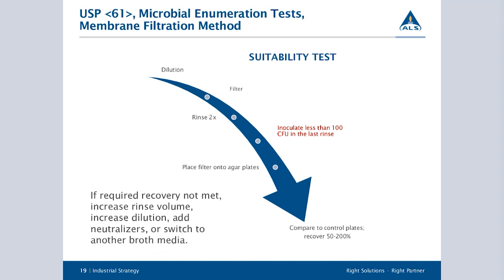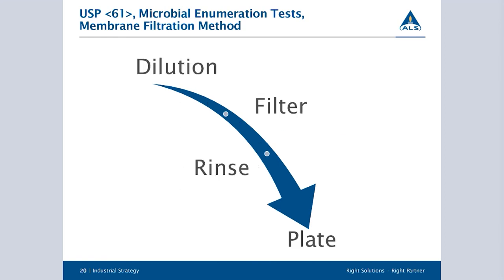And if that is not met, what you could do is increase the rinse fluid to another level, but not more than 500 mLs. Or you could add neutralizers or switch to another different broth media. Then once your suitability passes, you could repeat the process without the spiking of the organism and test the sample by preparing the same dilution, rinse with the same amount of rinse fluid, and then put the filter on the plate.